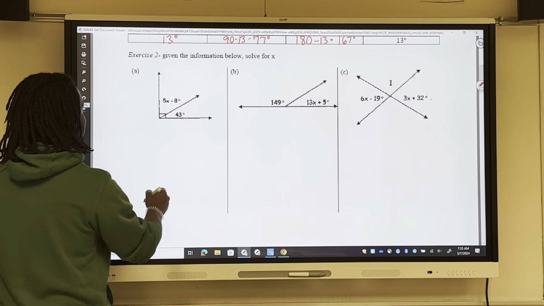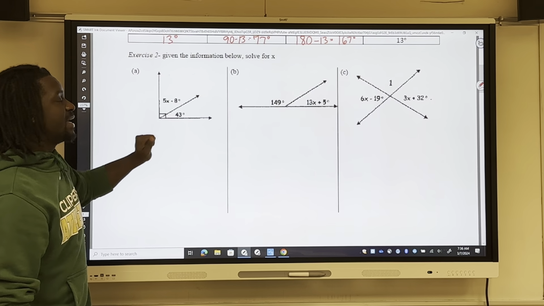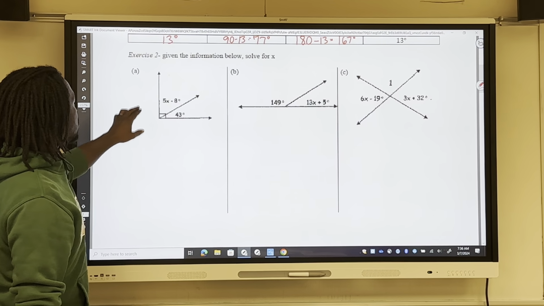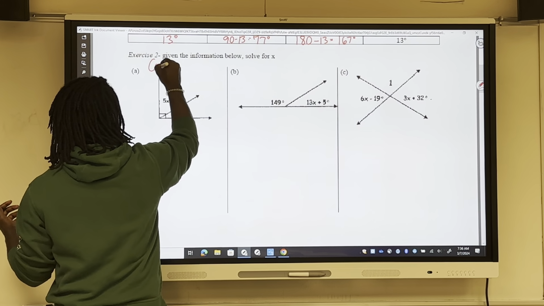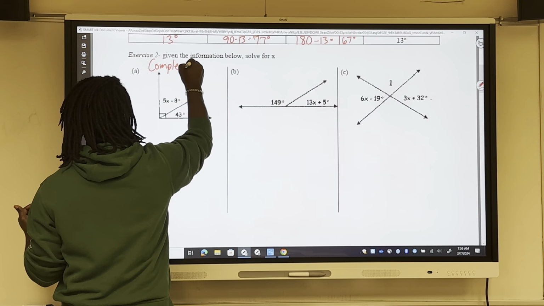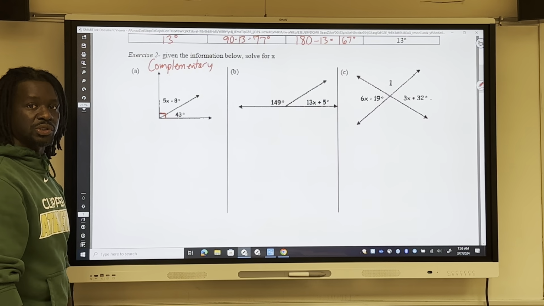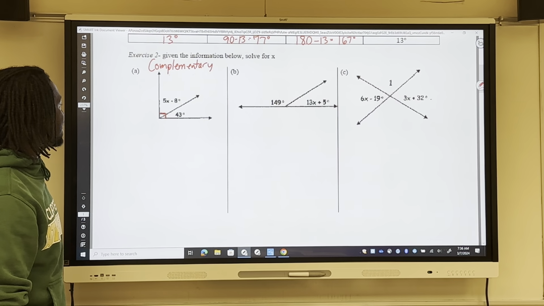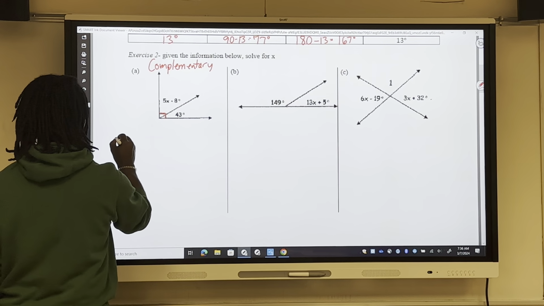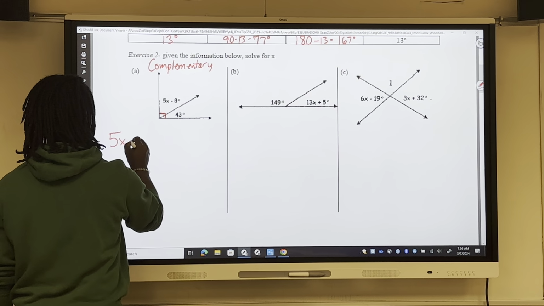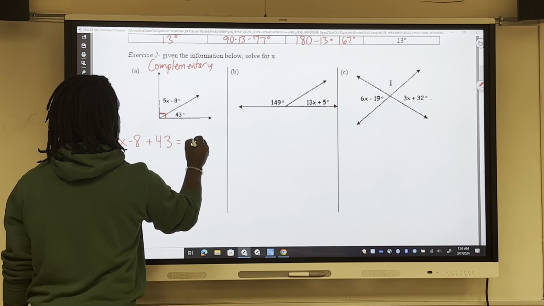Okay, so letter A, it says you have these two angles, right? 5x minus 8 and then 43, okay? And you should know what type of angles these are. These are complementary, because this box right here tells me that those two angles add up to give you 90. So this angle plus that angle equals 90. So I'm just going to write that equation: 5x minus 8 plus 43 equals 90.